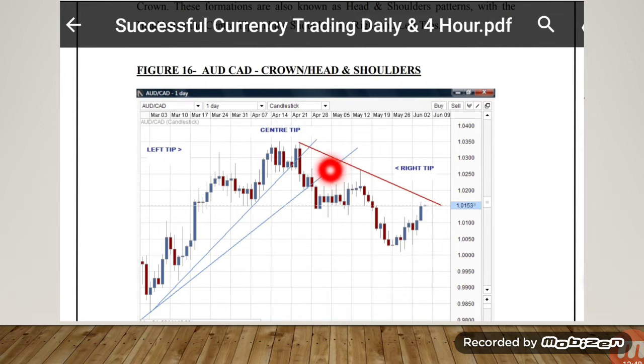Once the trend lines that have been formed along the way have been broken, the market would then form a third setup in the form of the right tip, and then this would be broken with a candlestick formation that would indicate the start of the new trend direction. So this is one of the ways in which the market can transition from an uptrend to a downtrend and from a downtrend to an uptrend.